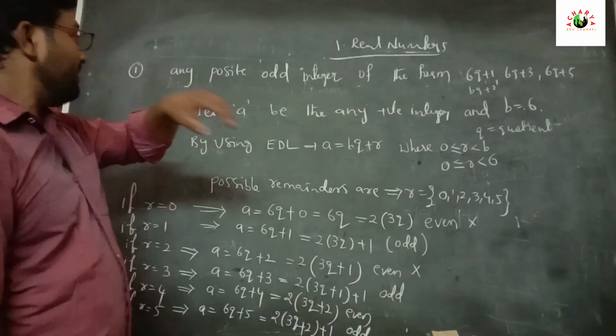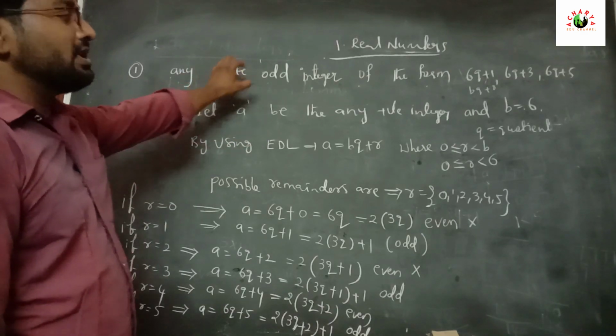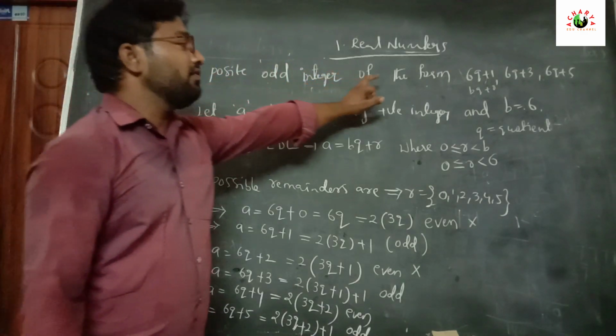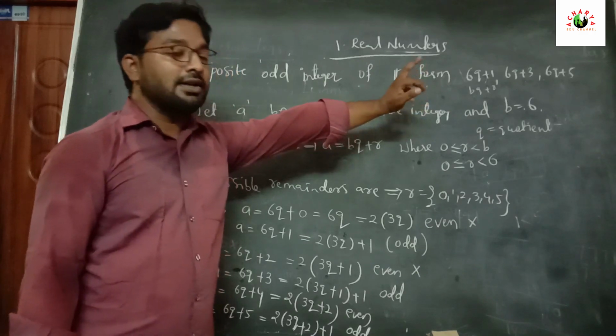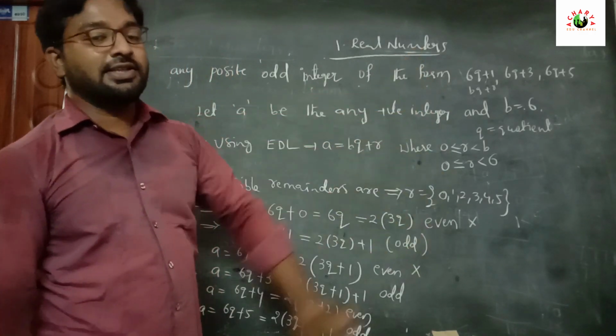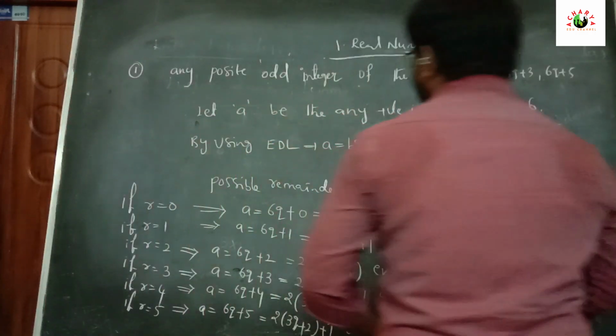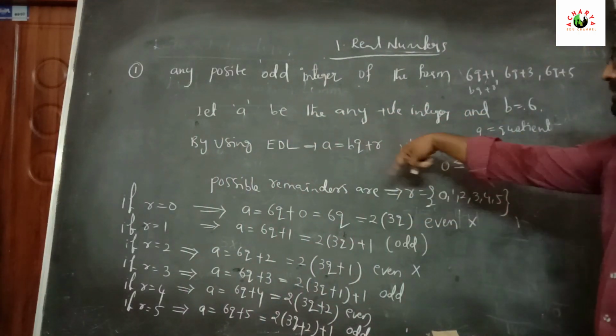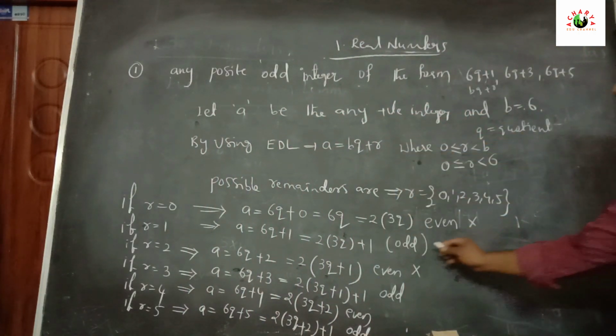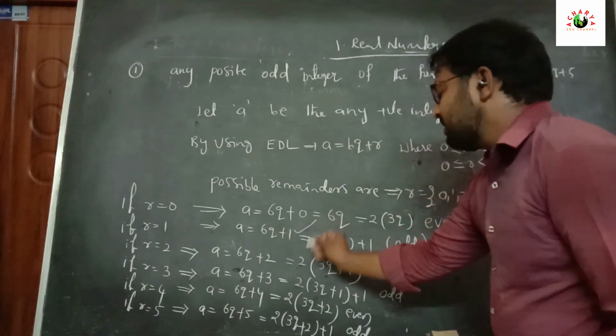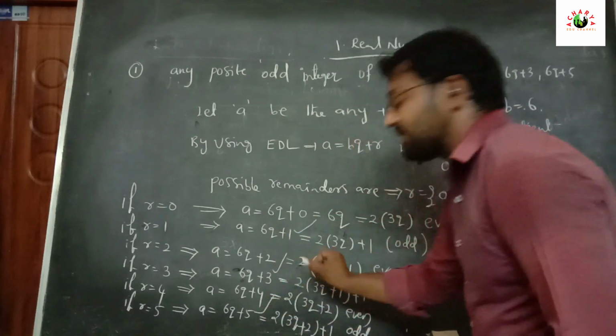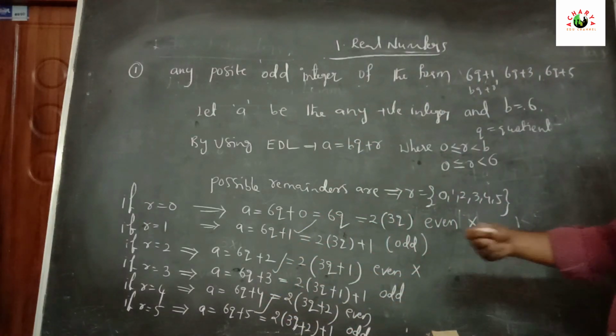So what is the question here? Show that any positive odd integer is of the form 6q plus 1, 6q plus 3 or 6q plus 5. So according to Euclid's Division Lemma, according to this condition, we have shown here that 6q plus 1, 6q plus 3 and 6q plus 5 are odd integers.